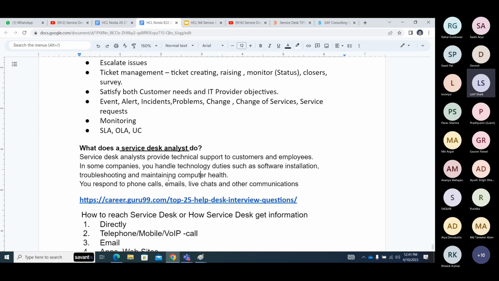For example, any of my users, customers, or internal customers in an organization get desktop related issues. As a service desk analyst, I will understand what issue the customer is facing. Then I will try to provide the necessary things, like giving initial support or sending a person to the customer's premises. Once he solves the problem and tells me the issue is resolved, I will close the ticket.